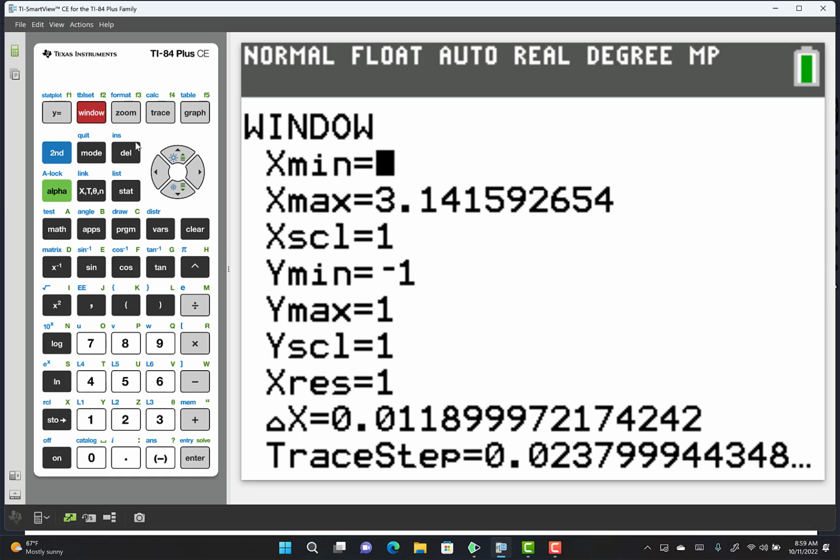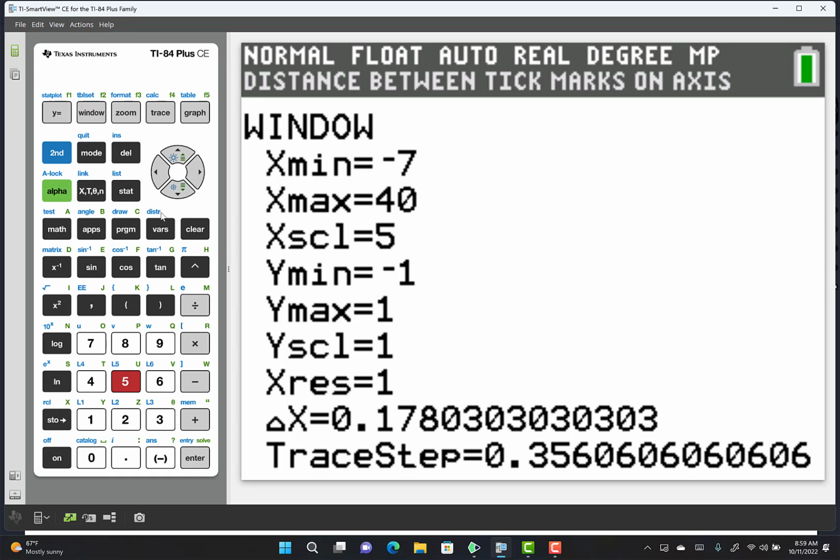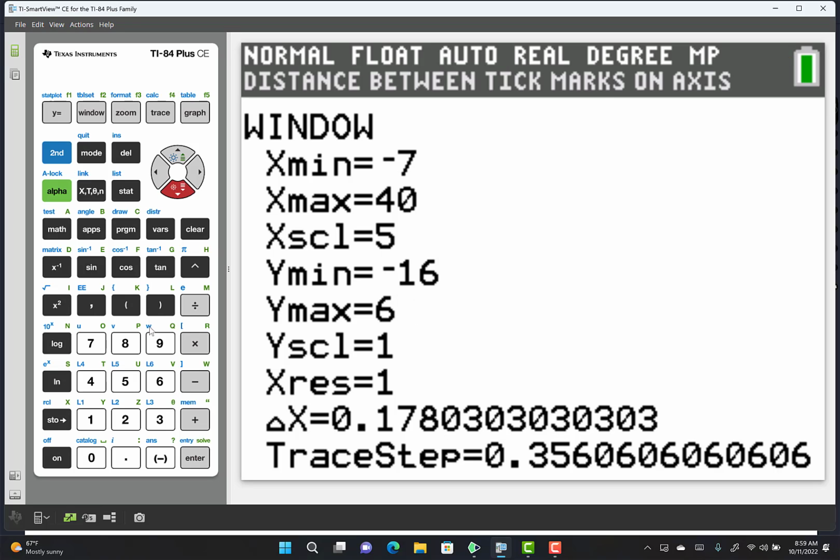Click on window. And I'm going to say x min. I want it to be negative 7. I want to go a little bit to the left of negative 4. X max, let's put 40. X scale, let's go by 5s. It doesn't matter. Y min, I have negative 12, so I'm going to go negative 16 because I want to see it within the graph. Y max, I go all the way to 2, so let's put like 5 or 6. Y scale, go by 5s again. Push graph.